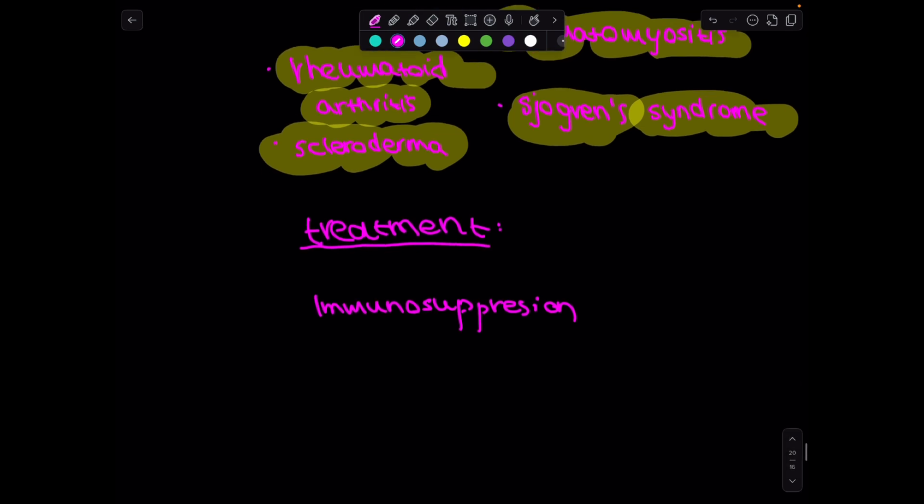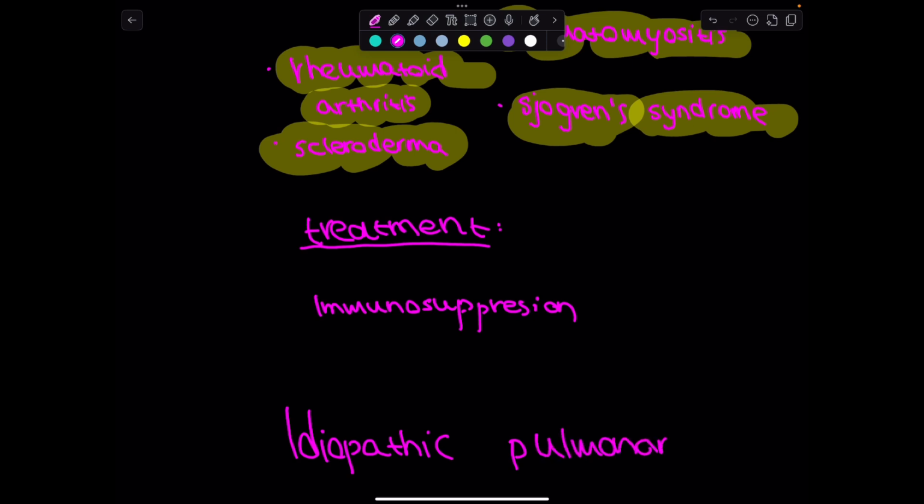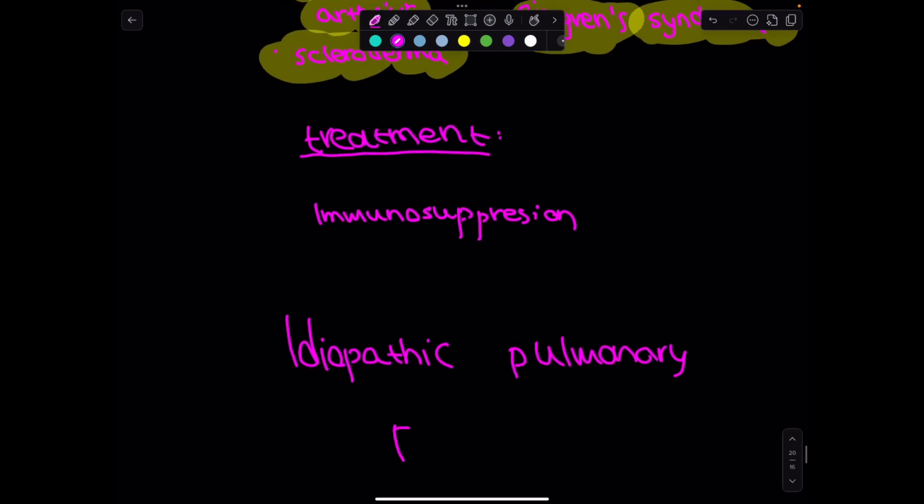Treatment for connective tissue disease-associated interstitial lung disease, CTD-ILD, uses corticosteroids and immunosuppressants, e.g., methotrexate, mycophenolate, to reduce inflammation and slow fibroblast-driven fibrosis, preserving lung.